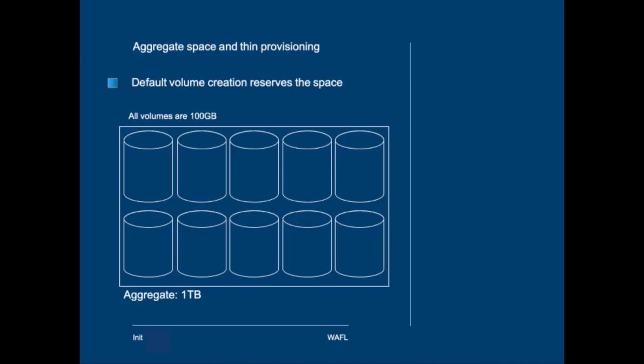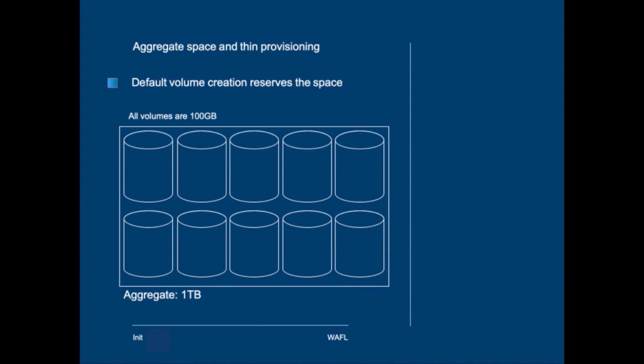Now let's check the aggregate space. It is good to realize that when you create a volume, you enter the volume size. If you don't, it will be 20 megabytes. So usually you will enter a volume size when you create the volume. This size, by default, will be taken from the available aggregate space. So obviously, if you create a 100 gigabyte volume in a 1 terabyte aggregate, after creation, the space in the aggregate will be 100 gigabytes less than before.